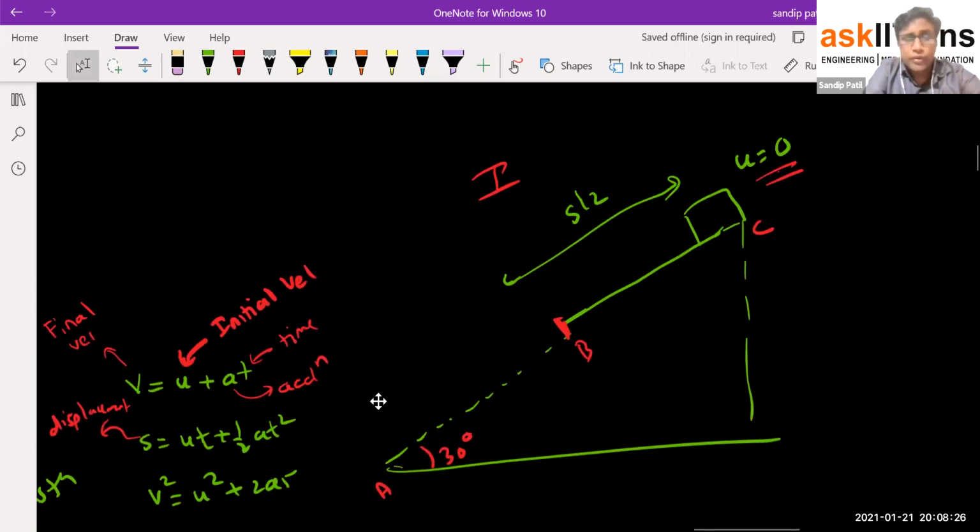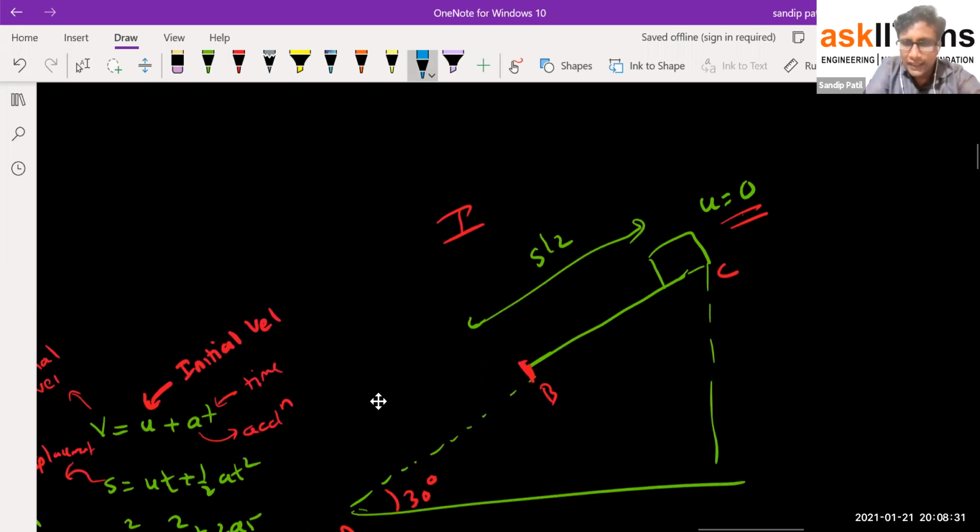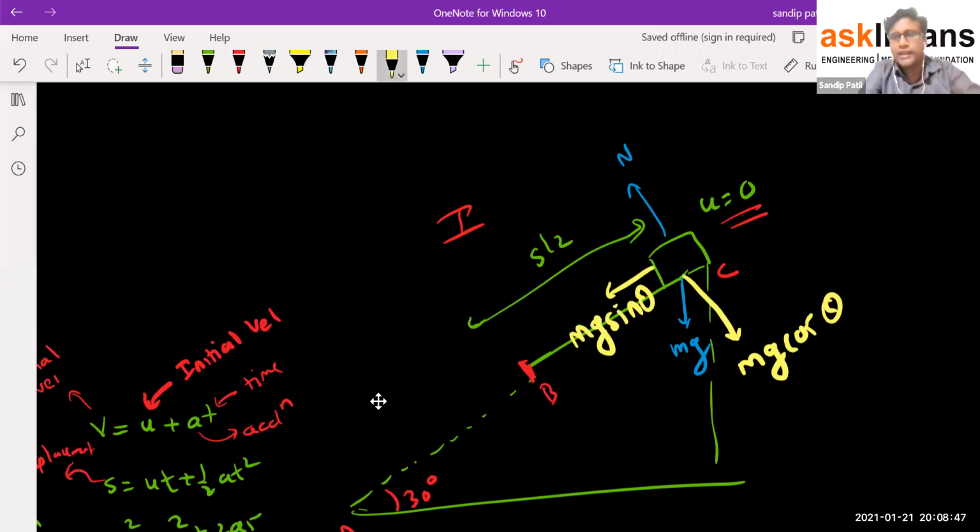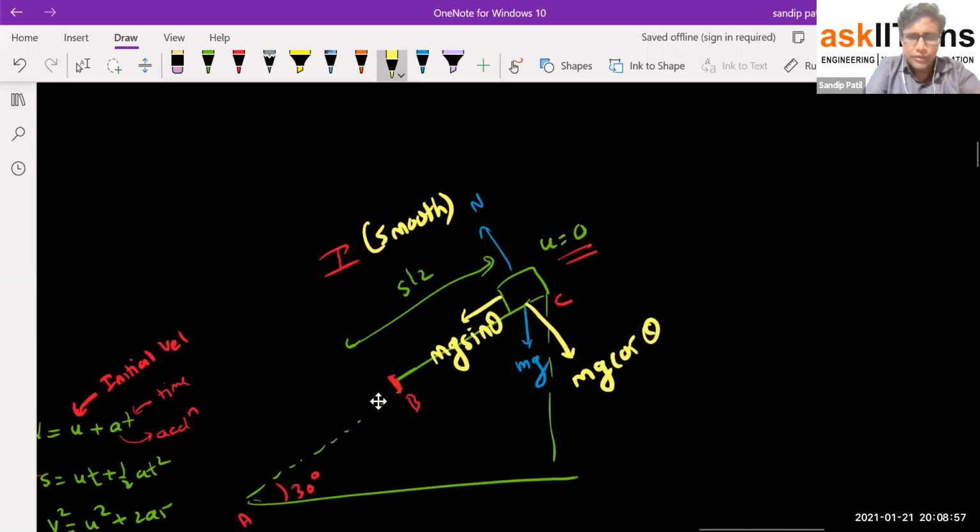So what we have to draw first of all is the FBD, which is important, right? For the FBD, mg is acting like this, then N is acting like this. Obviously, we can resolve these two components: this will be mg cos 30, and this will be mg sin 30. Is there a friction force in this case? No, there is no friction force. Why? Because we already said this is the smooth part, right? For the smooth part, the frictional force will be 0. So tell me, what will be the F net?